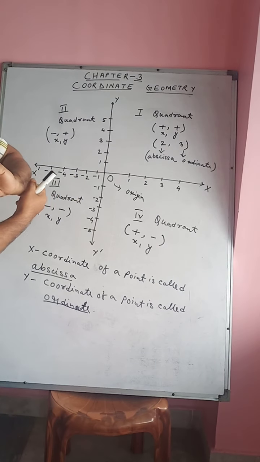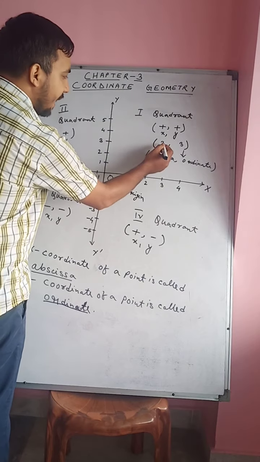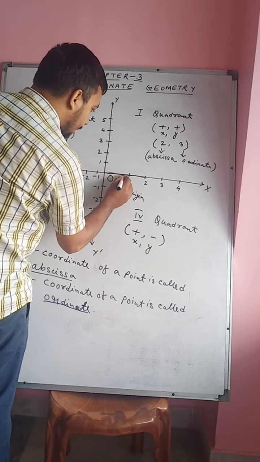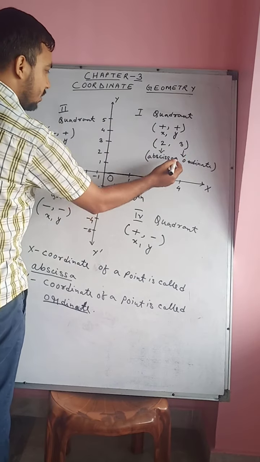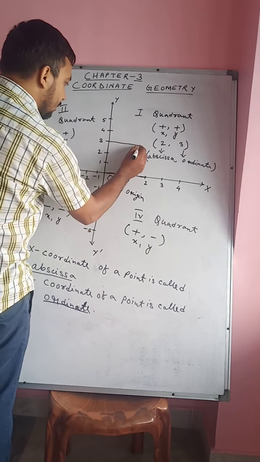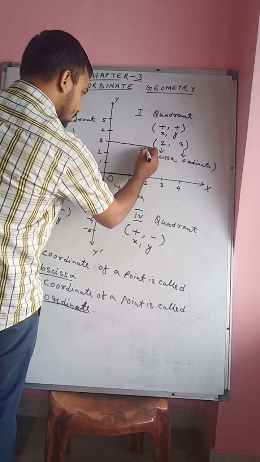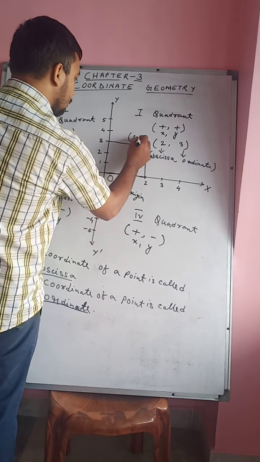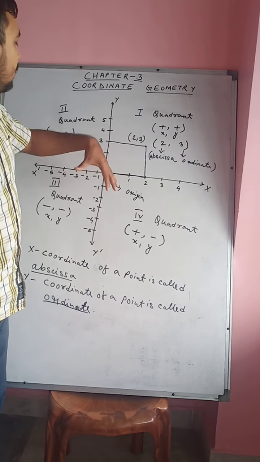Suppose you want to locate 2 and 3 on this Cartesian plane, how will you locate it? First you go with x. Draw the perpendicular line from the point on the x-axis. This is 2. And the value of y, this ordinate, is 3. You draw a perpendicular line like this. Now you join these two lines. When we join these two lines, we get this point, which is called (2, 3). That means x is 2, y is 3. So in this way you need to locate.